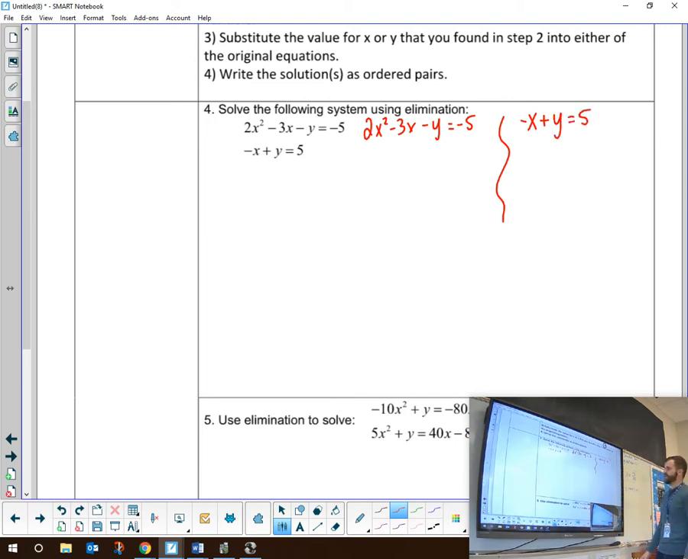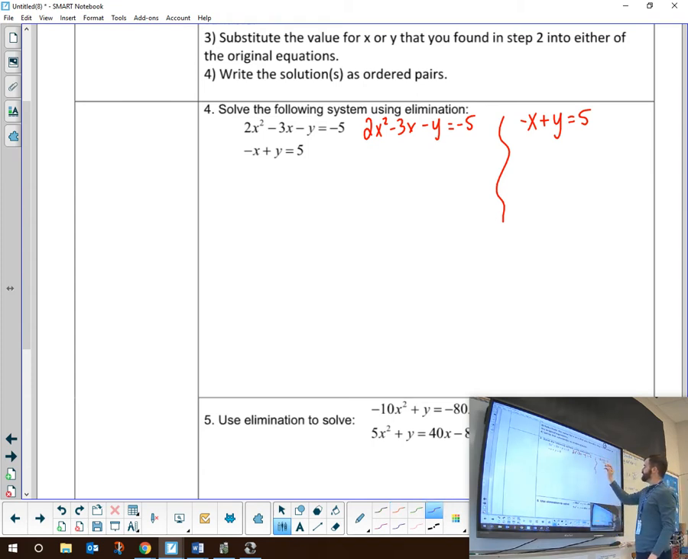Okay, here's the thing. We need to make sure that we have an x squared column, an x column, a y column, and a whole number column, and that they're in the right order. So we're going to check here. Okay, we have my whole numbers. They're both on the right side. Good. We have my y's. Good. We have my x's. Good. And then I have my x squared. There's no x squared here, so I don't have to worry about it.